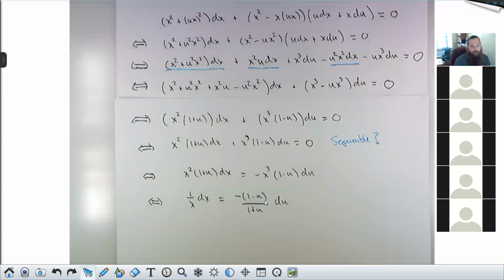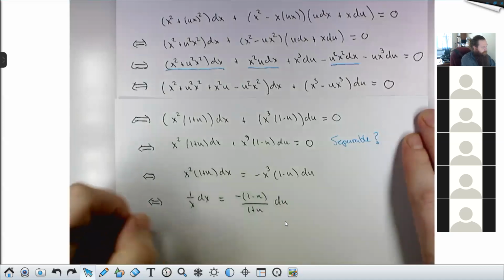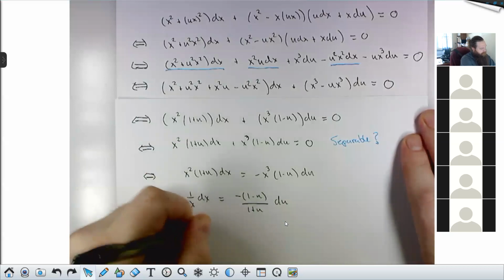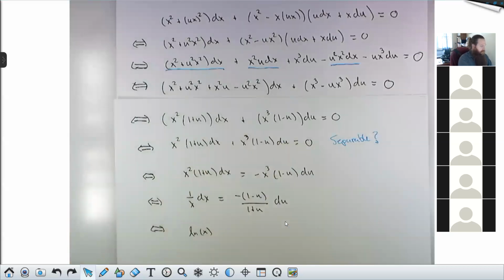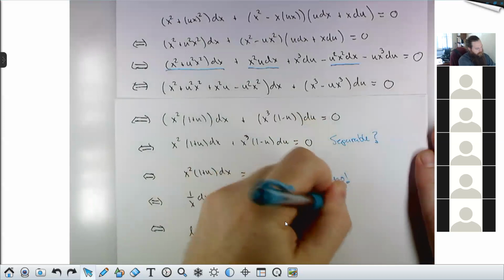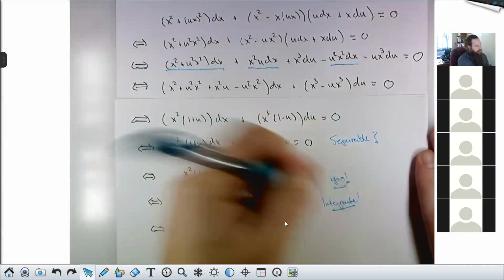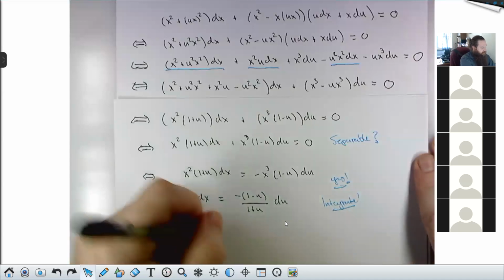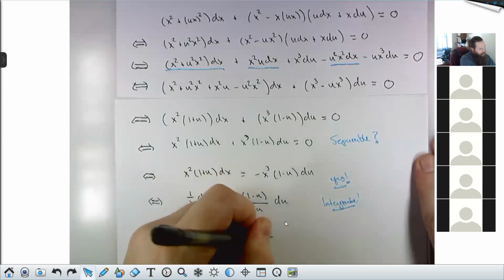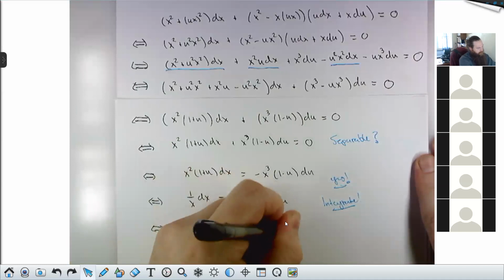But the big game here is now to integrate on both sides, right? This is separable. We separated the variables. So the integral of 1 over x on the left, that's the natural log of x. Does anybody know how to do the integral on the right? So I'm integrating here. Left-hand side, I integrate, I get the natural log. On the right-hand side, I have negative integral 1 minus u over 1 plus u. I'll just pop the negative out.